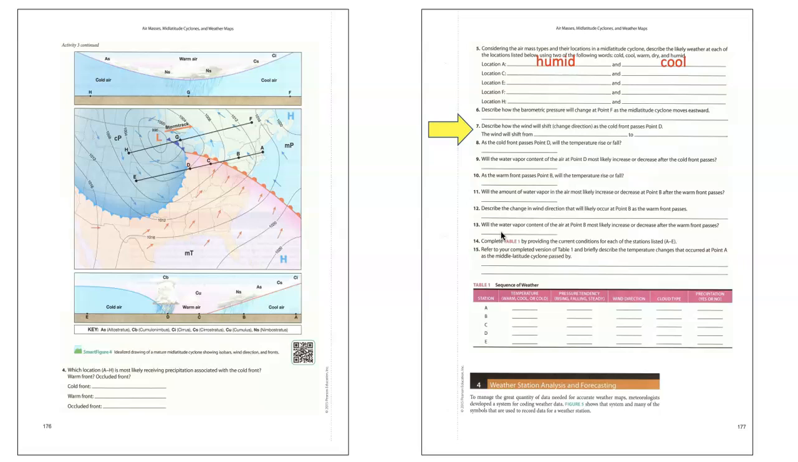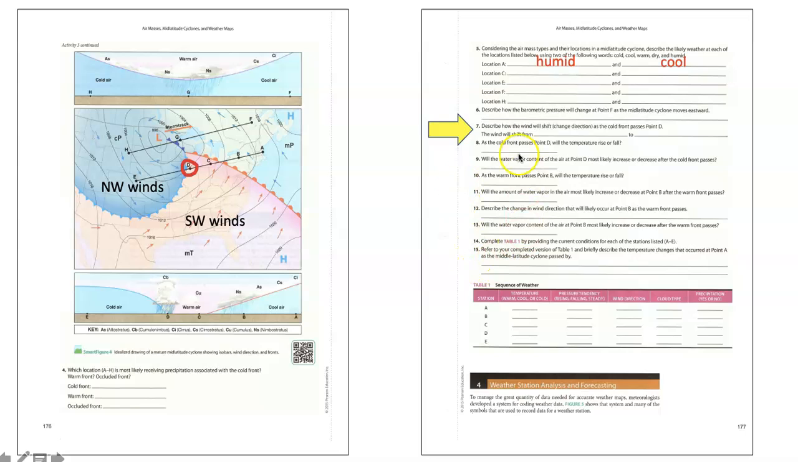Question 7, describe how the wind will shift as the cold front passes point D. So here's point D, and the winds are shown with arrows. Up here, the winds are coming from the northwest, so we call that a northwest wind. Down here, the winds are coming from the southwest, those are southwest winds. So D is in this section, it's currently experiencing southwest winds. And once that cold front passes, which you can see is going to happen very clearly down here, the winds are going to change from southwest to northwest.